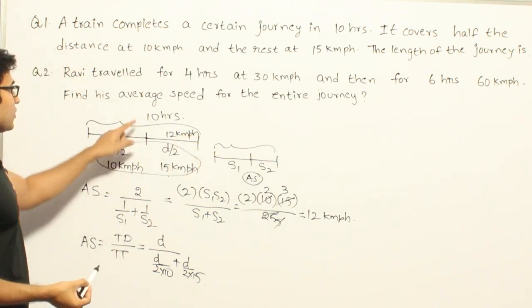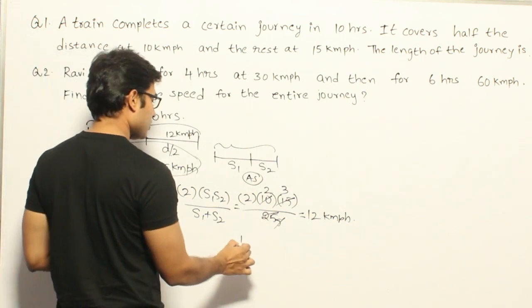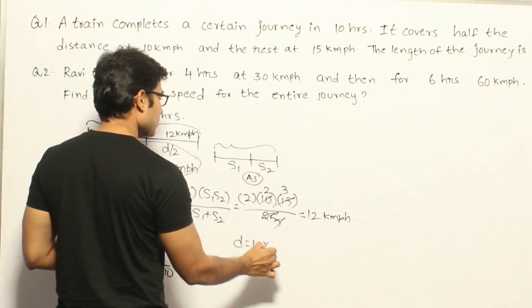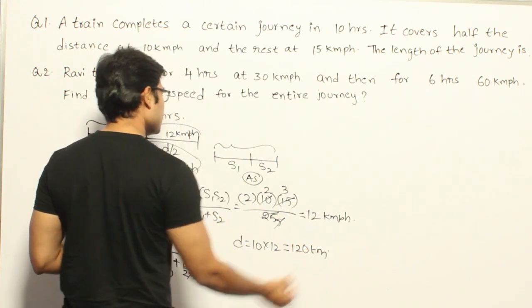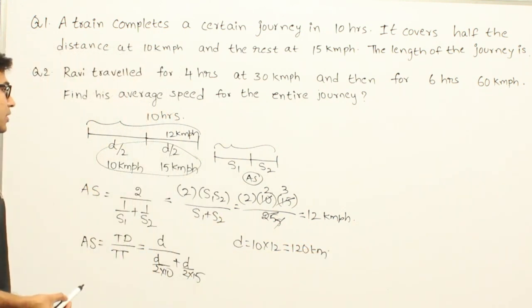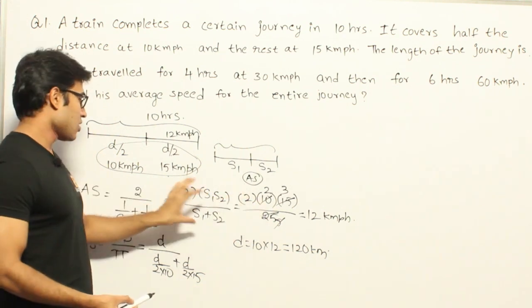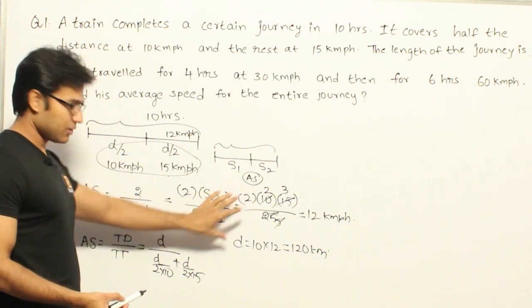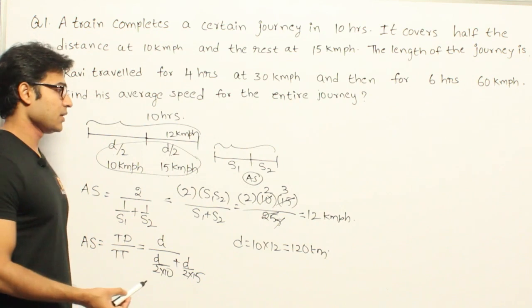Got it? So now you have to just multiply these two in order to get the distance. So the total distance equal to 10 into 12, which is 120 kilometers. So 120 kilometers is the answer. Got it? Okay, now coming to the next question. Okay, in this question, if you remember this formula, you could have directly used it. Otherwise, you go by this method. Anyway, you need not remember any formulas here, right?